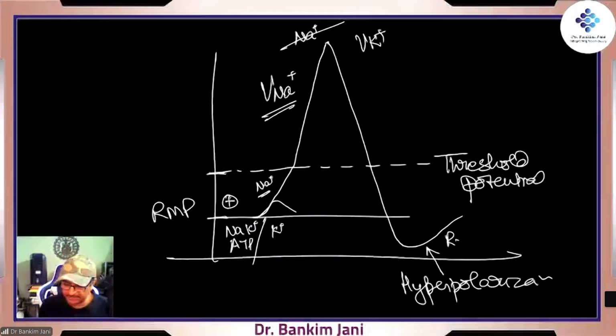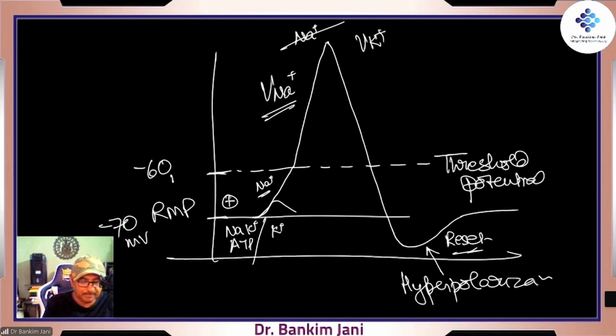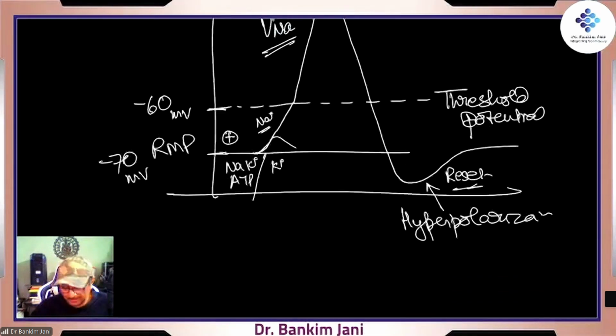And then there is a reset mechanism, which we understood earlier. Over here also, it is the sodium potassium pump and the potassium channels that work. In the case of cardiac muscle, there were even the calcium channels. So this is the normal function, and that's how things go. The resting membrane potential is the starting point, and at minus 60 millivolts the threshold is reached and the potential goes all the way up.